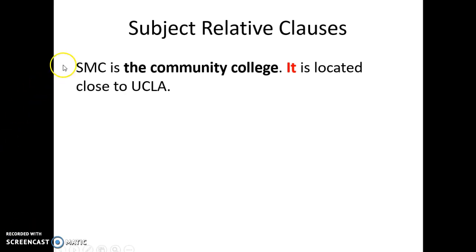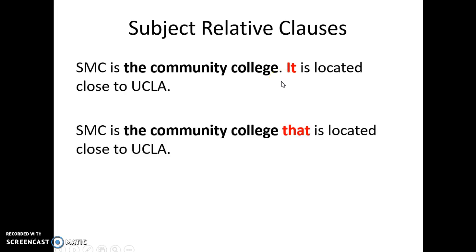So if you remember from the last video, we had these two sentences. SMC is a community college. It is located close to UCLA. So we know that the second clause becomes the relative clause. And we know that the subject, it, is replaced with the relative pronoun. It, the subject, is the same as the community college.